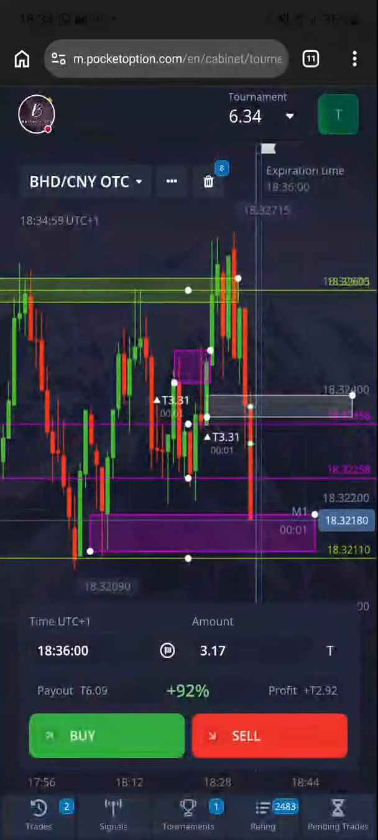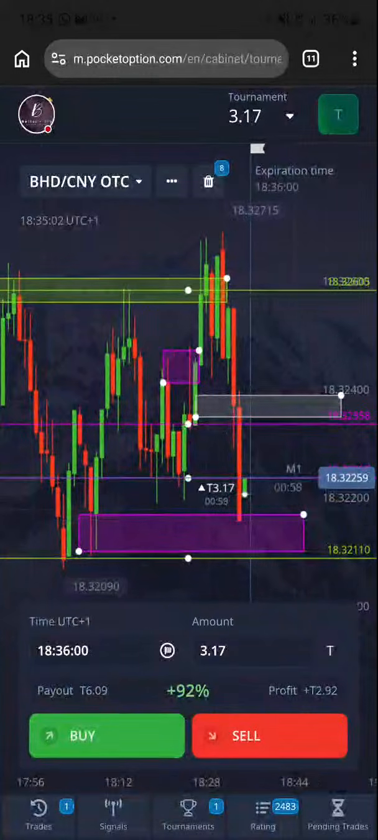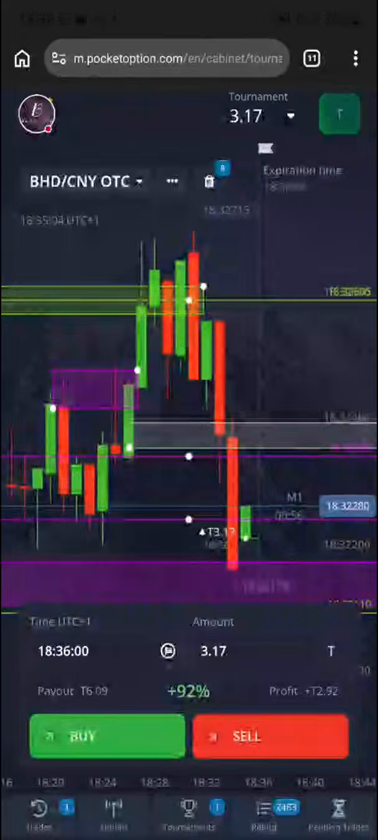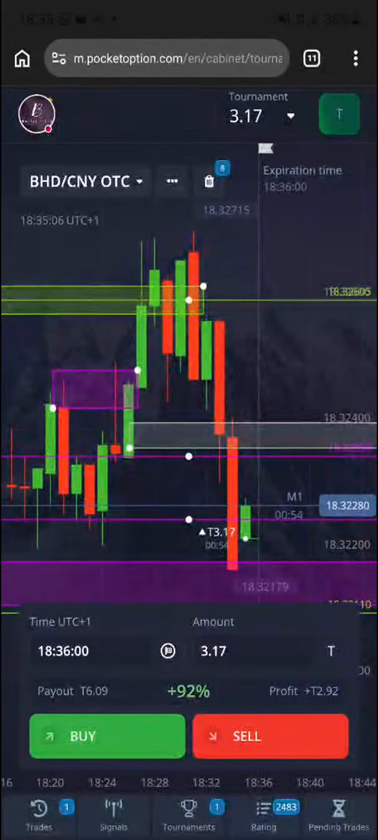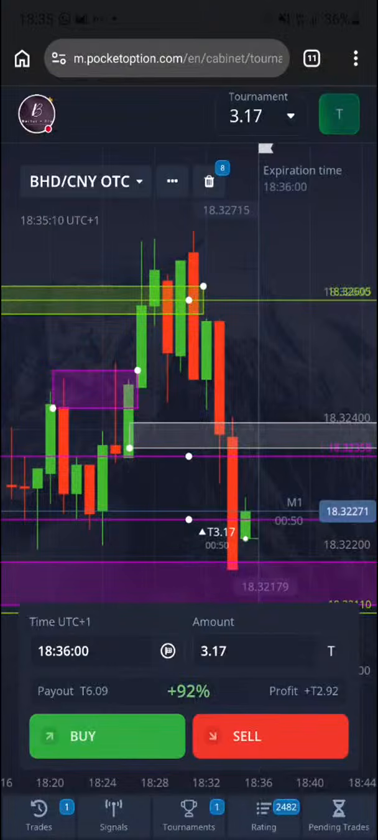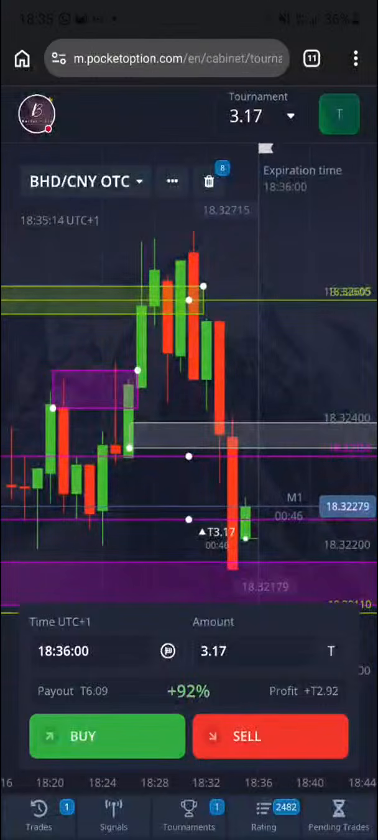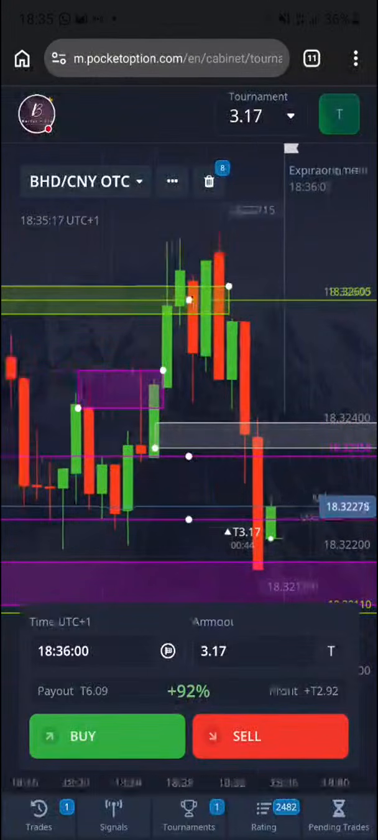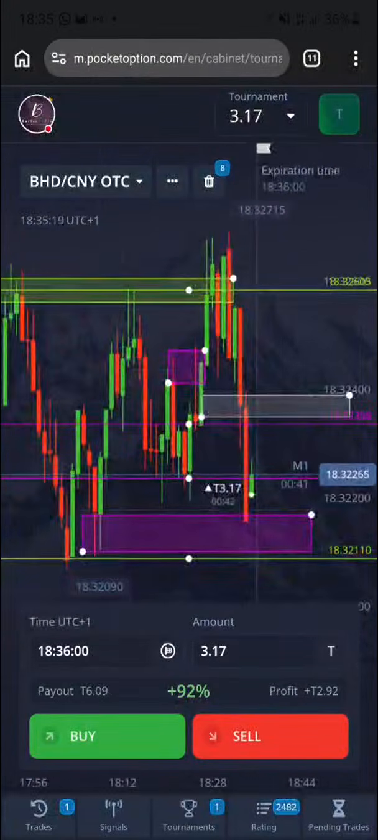I'm still going to go with buyers one more time. Oh my god, see that gap up. I thought it would close down here, then I'd take the trade. It jumped up in the last second. No, that gap up wasn't anticipated. I didn't expect it, so let's see.